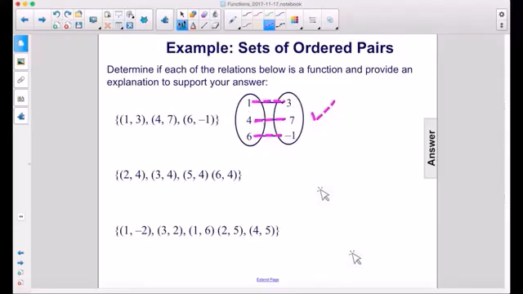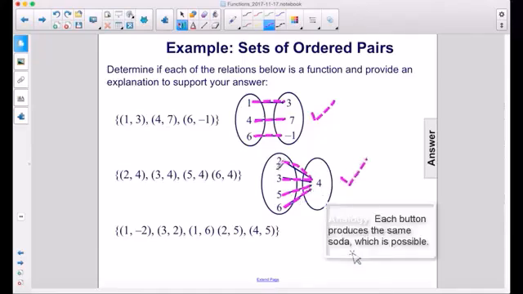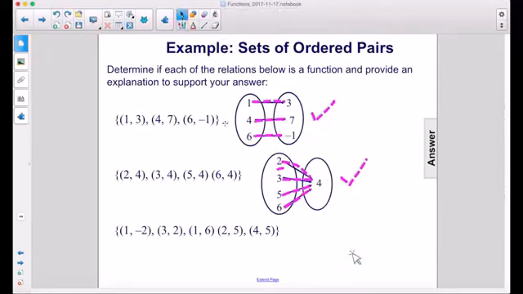All right, next one. Here we have another set of ordered pairs or a relation. Draw the map. Here we go. There's our map. All right, so 2 maps to 4, 3 maps to 4, 5 maps to 4, and 6 maps to 4. They all point to one output. Is this a function? It is, because each input has to map to one output. So it doesn't matter that they all point to this one output, that each one of these just needs to point to one number.